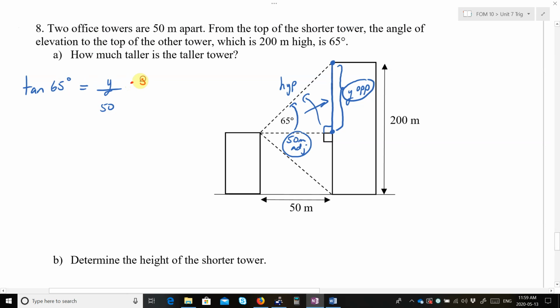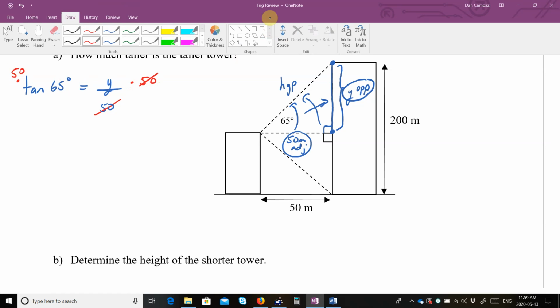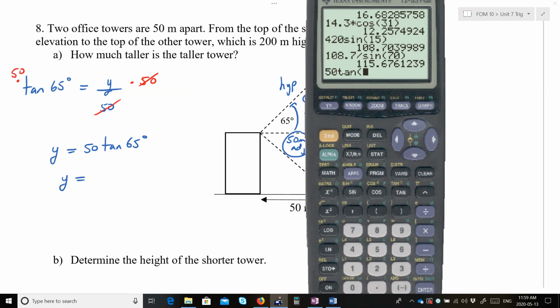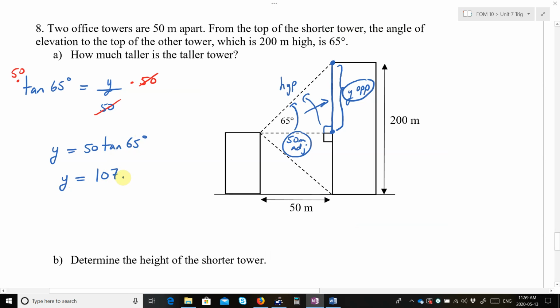And we are going to multiply both sides by 50 to get y by itself. Y is equal to 50 tan 65. And we end up getting 107.2 meters. Okay, so that's how much taller the taller tower is than the shorter tower.